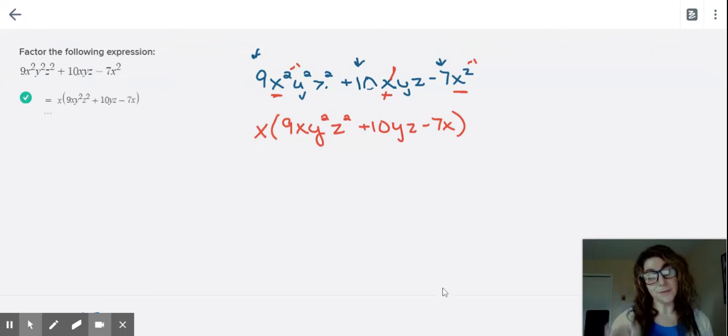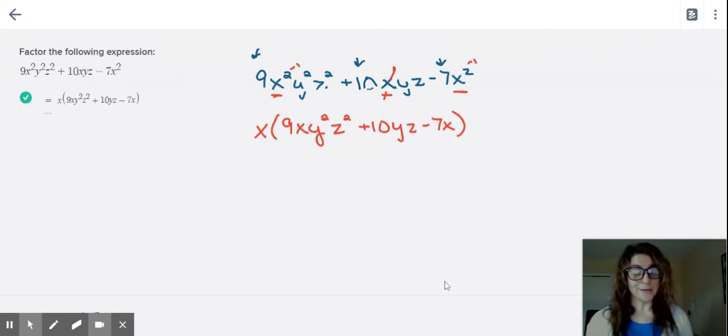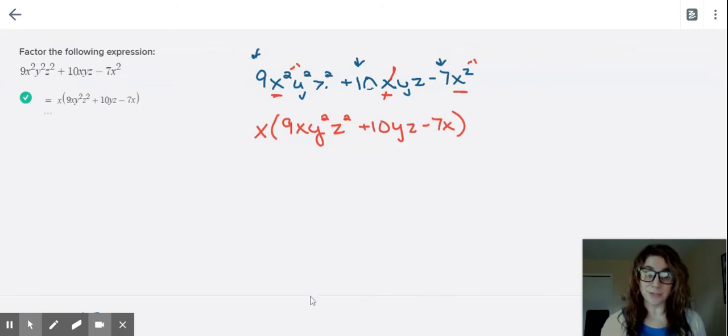Okay, so hopefully this helped clear it up if you were one of those people who had some trouble with these types of factoring questions.